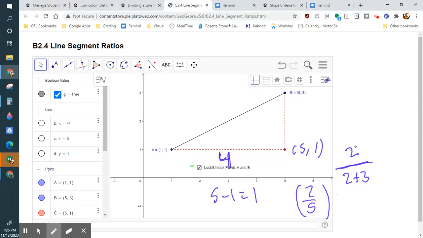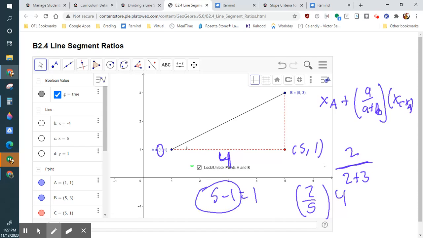And we want to multiply this by 4, right? And we have to add that to whatever value we have here. That was our formula from before, x of a plus our fraction, right? And then we're going to multiply that by the total length. So in this case, that was our x of c minus x of a. So that's what I did here. This is my x of c minus x of a. And I'm going to do my x of a. So I'm going to have to add 1 to whatever I get.